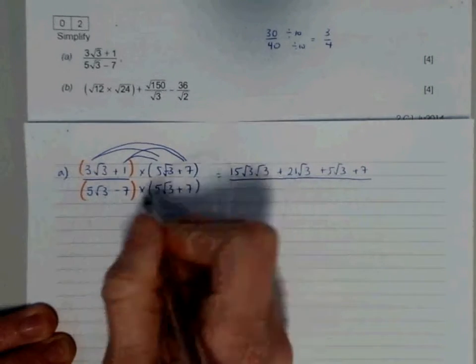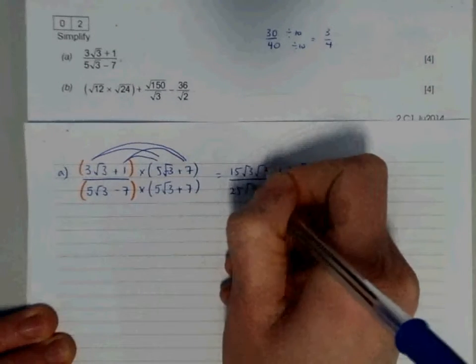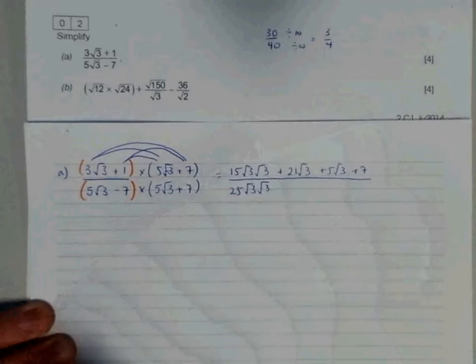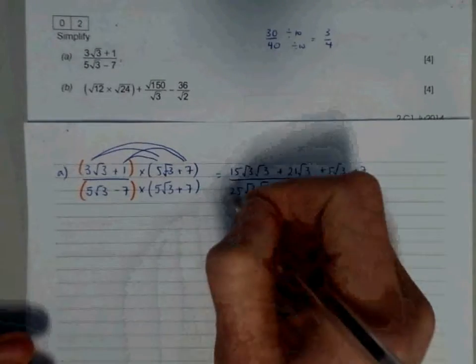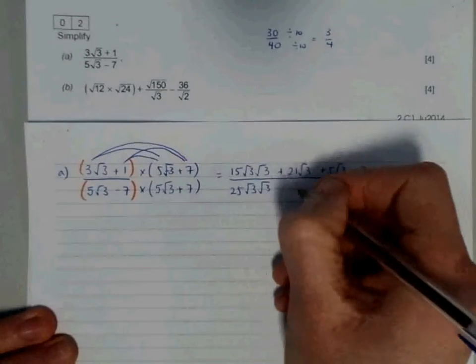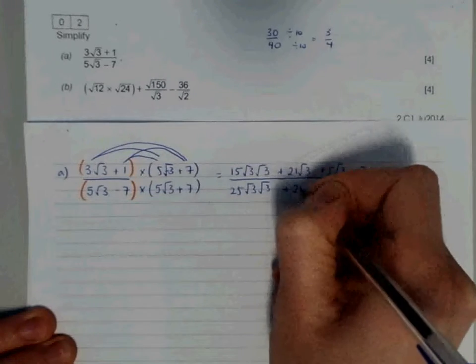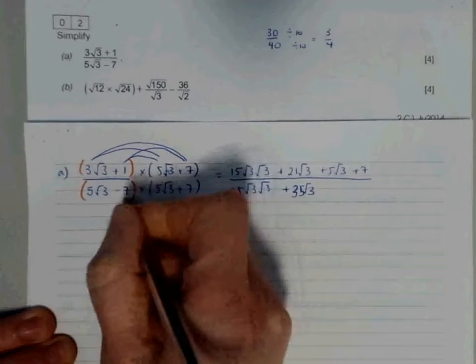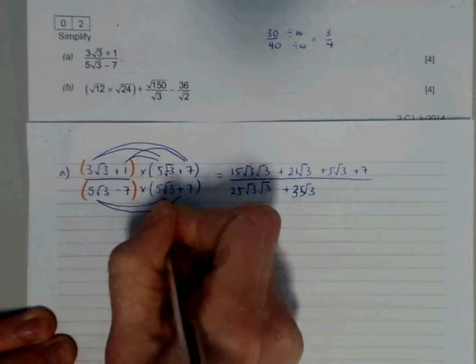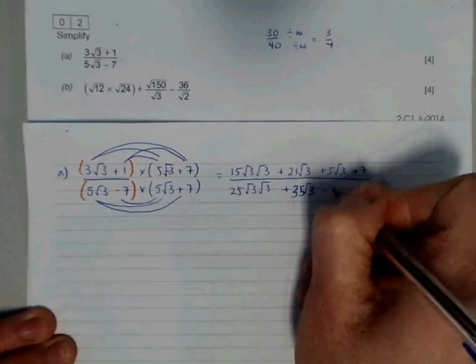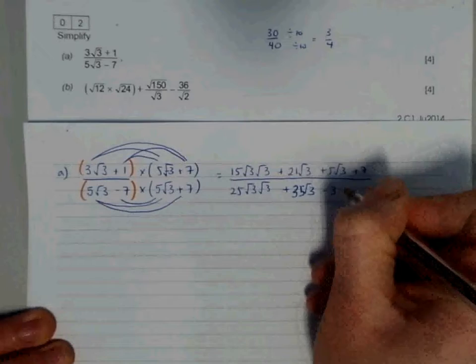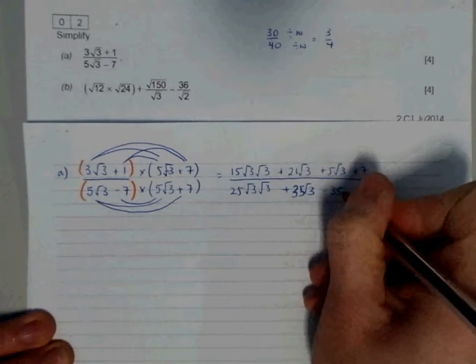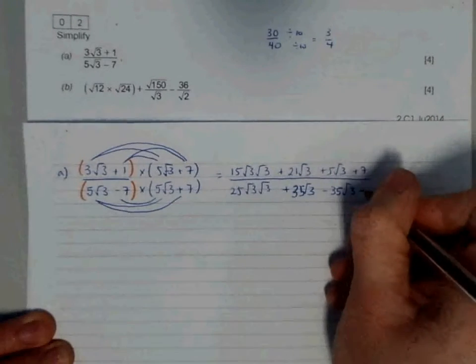So that's 5 times 5, 25 root 3 times root 3. Then we've got root 3, 5 root 3 times 7. Again, 35 root 3. Minus, done those two, minus 7 times 5 root 3, 35 root 3, and minus 7 times positive 7, minus 49.